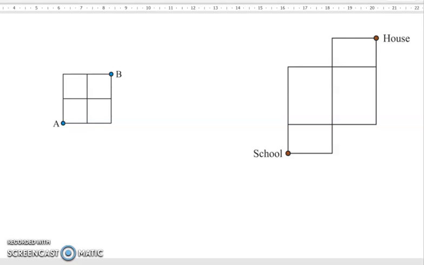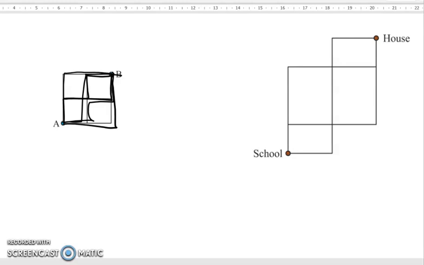So this is number of paths. On the left, we want to go from A to B, and we're wondering, well, how many ways are there to do it? So we could take the top path, like that. That's 1. We could go like that, would be 2. 3, 4, 5, 6. The last one, yeah, 6.